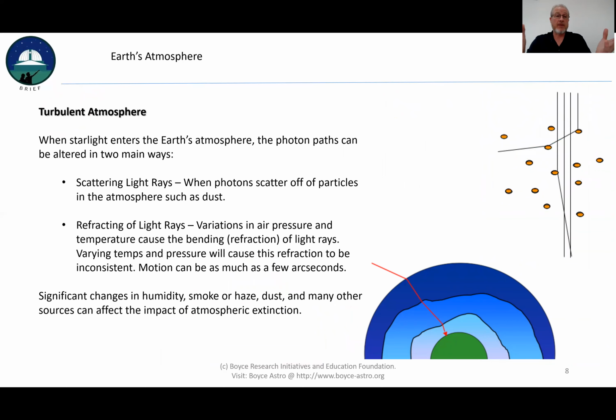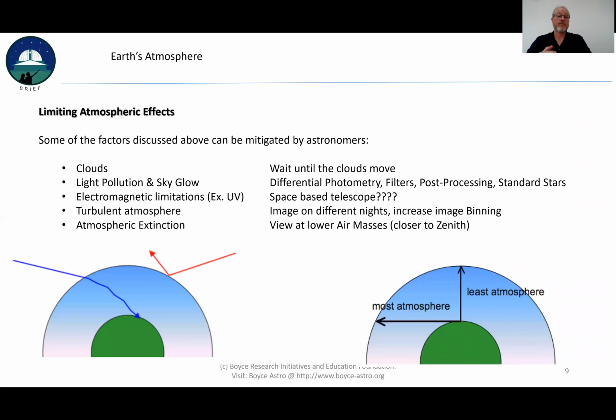We have turbulent atmospheres. When starlight enters the Earth's atmosphere, a photon's path can be altered in a couple of ways. It can scatter the light rays when photons bounce off particles. It can also refract light rays: variations in air pressure and temperature cause the bending, or refraction, of this light. Significant changes in humidity, smoke, haze, dust, and other sources can also impact atmospheric extinction.